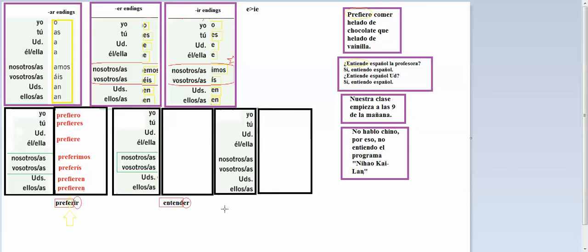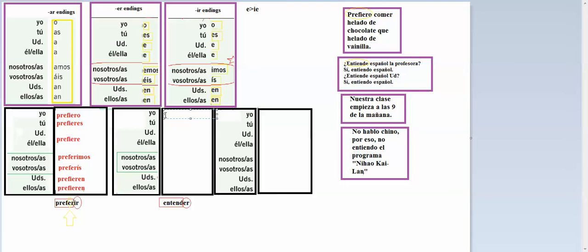Okay, now these guys get lumped together because they have a similar change in their stems, but you're still going to conjugate them based upon the rules that you learned for regular AR, ER, and IR verbs. So preferir and entender get lumped together because they both have an E to IE stem change when you're conjugating them in the present tense. But because preferir ends in IR, you use the IR endings, and because entender ends in ER, you're going to look at ER endings. So you want to make sure when you're doing this that you pay attention to how each verb ends so that you can use the appropriate endings.